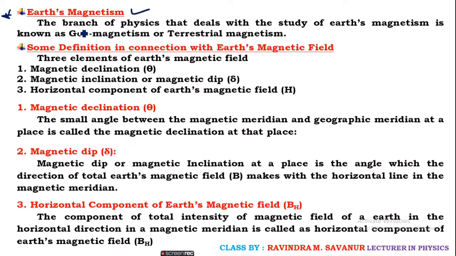Earth magnetism is also a branch of physics. It deals with the study of earth magnetism and is known as geomagnetism, or also called terrestrial magnetism. There are three important things in the discussion of the earth's magnetic field. First one is magnetic declination, second is magnetic inclination, also called dip, and third is the horizontal component of the earth's magnetic field. We just define here magnetic declination, magnetic dip, and horizontal magnetic field definitions. In the synopsis it is also given, just go through.